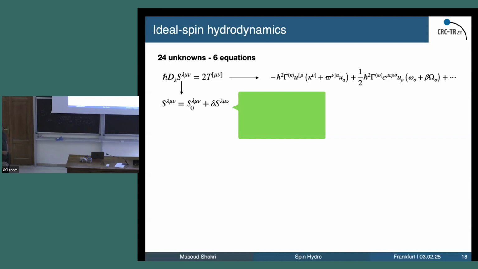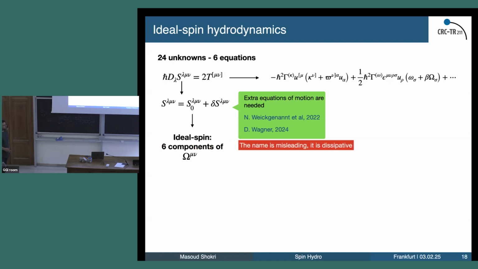But the thing is that it only has 6 components. We assume this is the part with 6 components. So if you use only this part, then this equation will be closed. Otherwise, for these other terms, you will need extra equations of motion. This part is linear in the 6 components of omega mu nu, and we called it ideal spin, but it's a misleading term because it's dissipative.